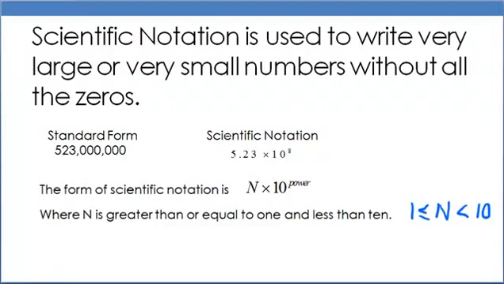The form of scientific notation is a number part times 10 to a power. The number is greater than or equal to 1 and less than 10. Or another way to say it is it always has one non-zero digit on the left of the decimal.